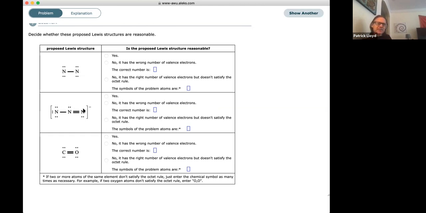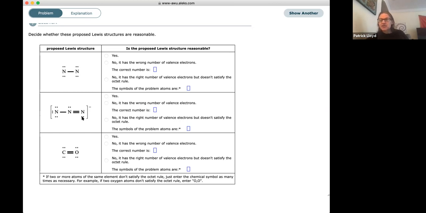So 5, 10, 15, but you got this negative that adds an extra, so it's 16. If it was -2, you would add 2. If it was -3, you would add 3. So there's 16 valence electrons. So does it have 16? 2, 4, 6, 8, 10, 12, 14, 16. Good. Correct number of electrons.